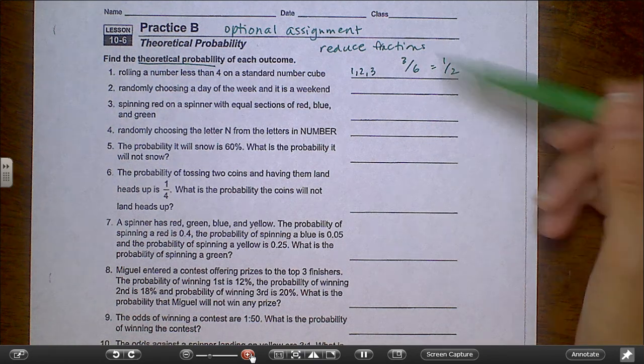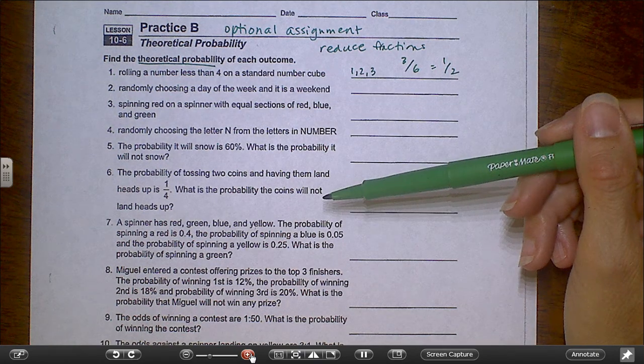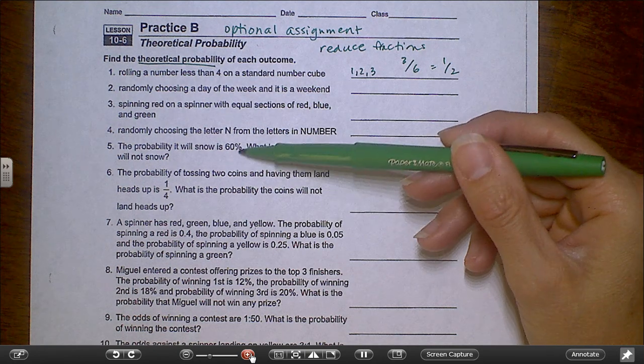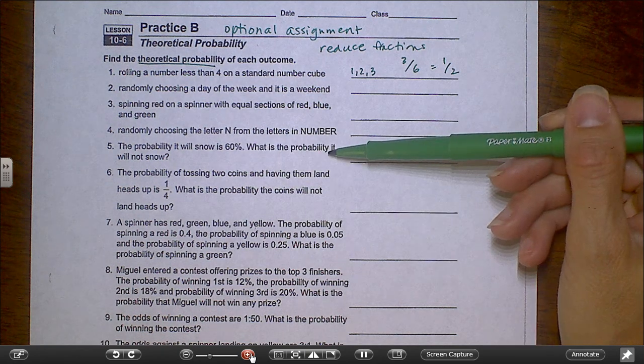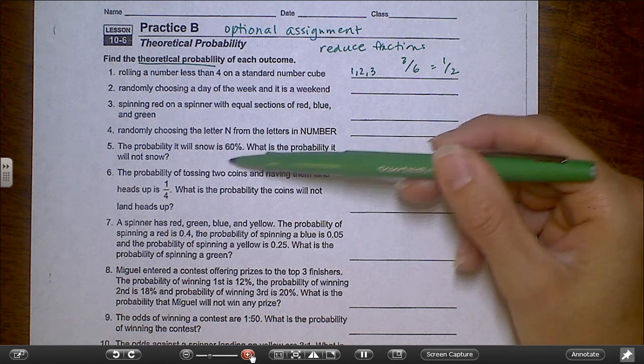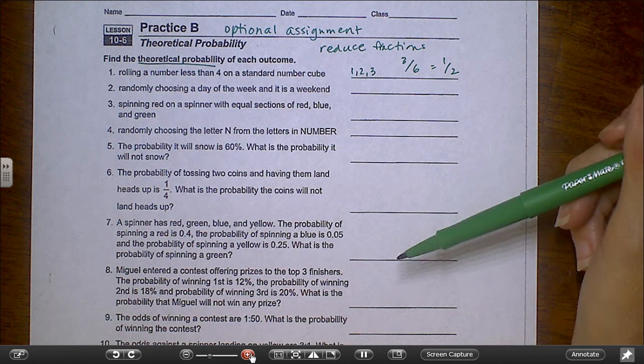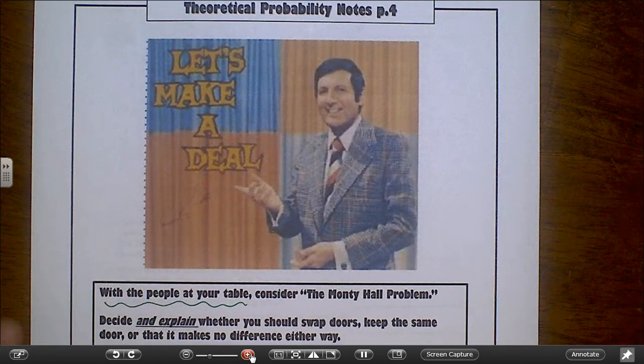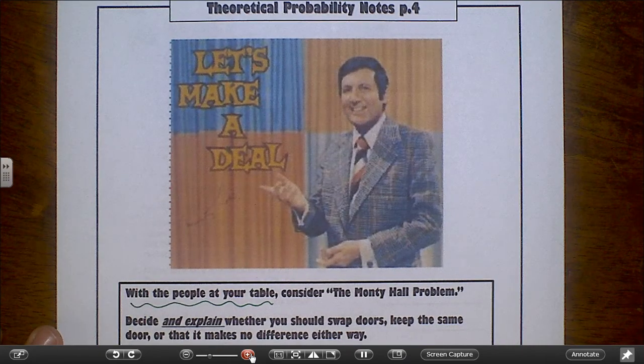Now, if it's given to you in some way, I would keep it that way. Like number 5 says the probability it will snow is 60%. What's the probability it will not snow? Since that's given in a percent, I would probably just keep it in a percent. That would be easier. All right, but now we're going to go to the Monty Hall problem.